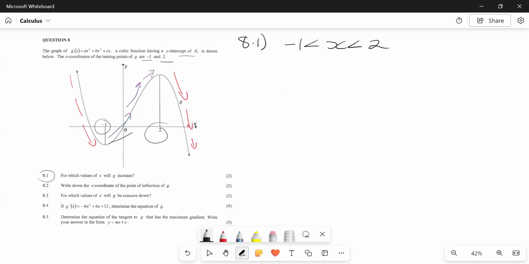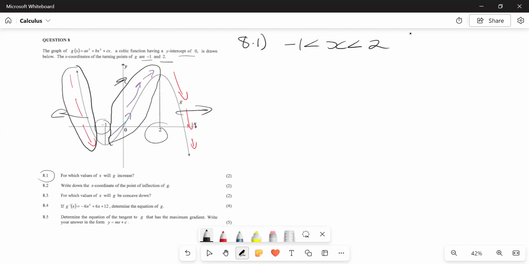As you can see, the graph here is increasing. But from -1 to your left-hand side, the graph is decreasing. From 2 to your right-hand side, the graph is also decreasing. But between -1 and 2, the graph is increasing there. I hope you all understood that part.